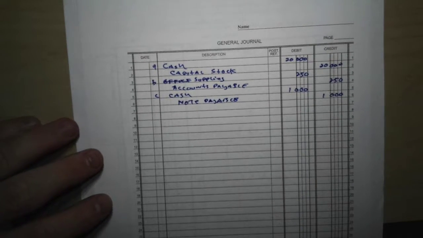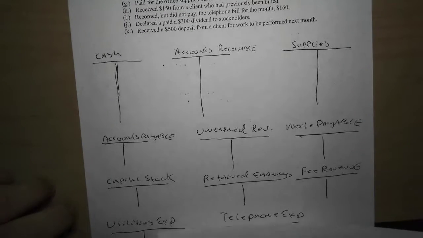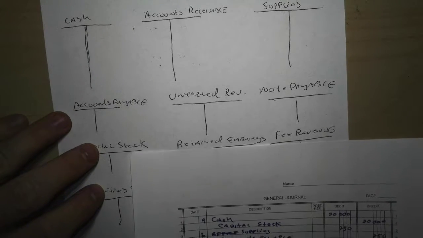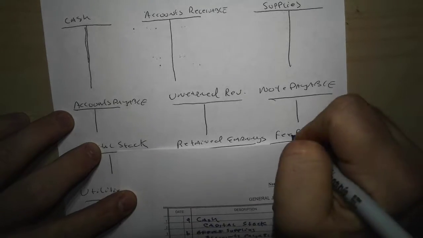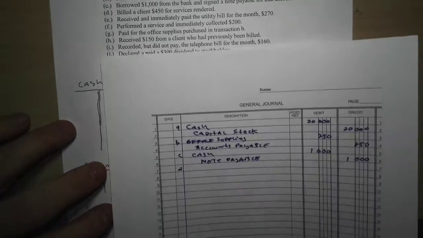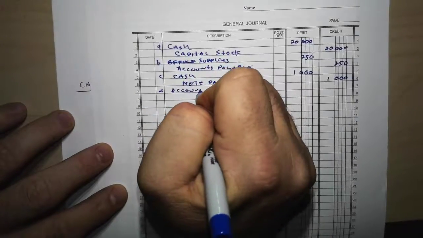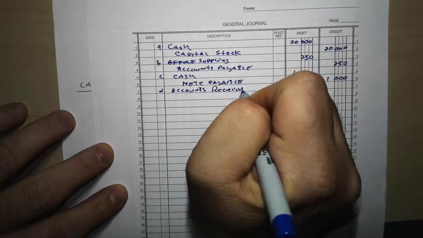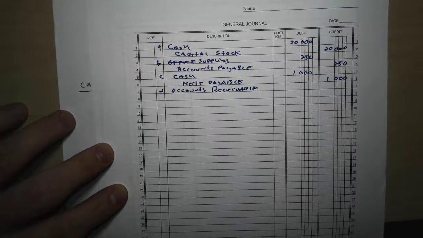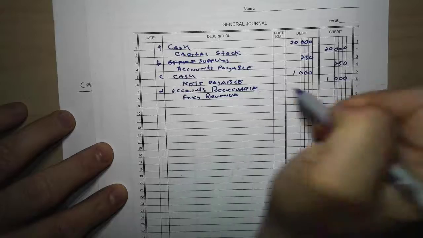Bill the client $450 for services rendered. So I did something for a client, which means I earned revenue. That's going to be our revenue account, fees revenue. I'm going to make that D. And remember, I'm not getting cash here, I'm sending a bill. So that should be an accounts receivable debit, and fees revenue, for $450.